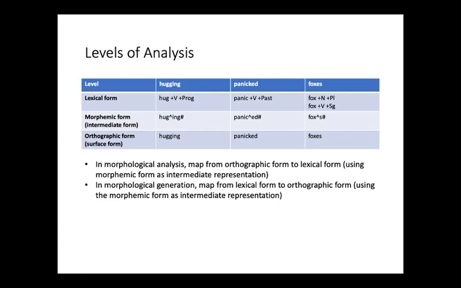So let's talk a little bit about levels of analysis. You can take a single word and you can view it from different perspectives at different levels. So at the bottom here, we have the surface forms of words, what you actually observe in text. At the top, we have an analysis of these words into a lemma, hug, panic, fox, and into a set of features or properties that each of these words has. So this one is a verb, it's progressive. This one is a noun that's plural or a verb that's singular.